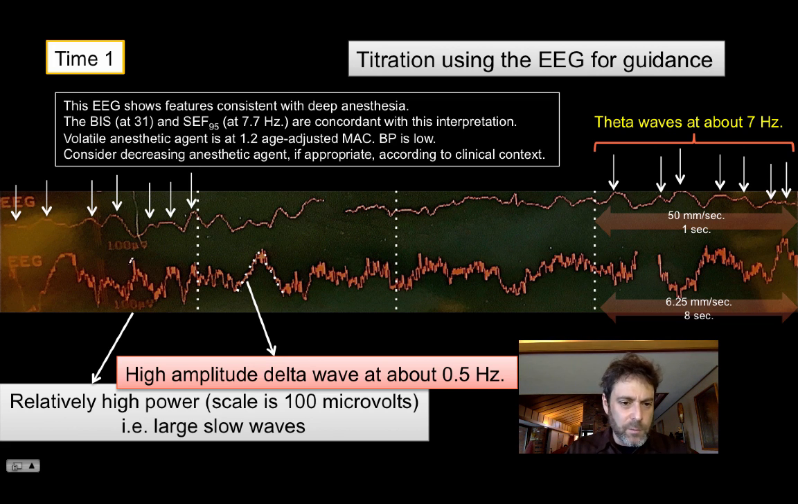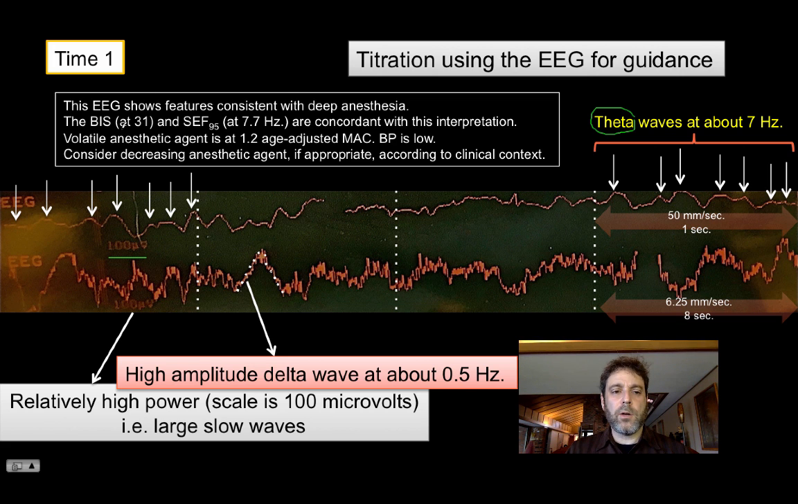These big delta waves, we're at 100 microvolts in scale. The high amplitude delta wave is at about half a Hertz. This is 8 seconds, so we'd have about 4 of these in 8 seconds. It's relatively high scale, so the power of the EEG is relatively high. You can count the spindles in this faster sweep speed, and you can see that in 1 second we've got 1, 2, 3, 4, 5, 6, 7 peaks. So we have those consistent with theta waves. So already you're getting the picture that this is relatively deep general anesthesia.